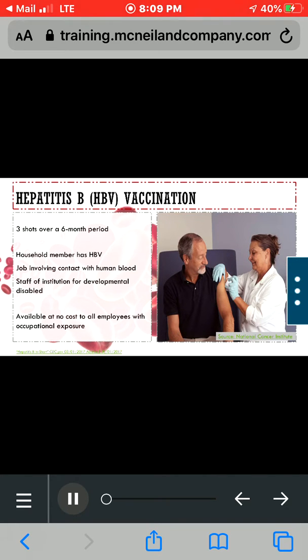Fortunately, HBV has a vaccination that can help prevent contracting the virus. The vaccination is typically 3 or 4 shots over a 6-month period. Most children will have this vaccination, however some adults may not. According to the CDC, the vaccination should be considered for those who live with a household member that has HBV, that have a job involving contact with human blood, and for the staff of an institution for the developmentally disabled, among many other situations. These additional situations can be accessed by clicking the link available at the bottom of the screen. For employees that have occupational exposure to bloodborne pathogens, the HBV vaccine must be made available by the employer at no cost to the employee.